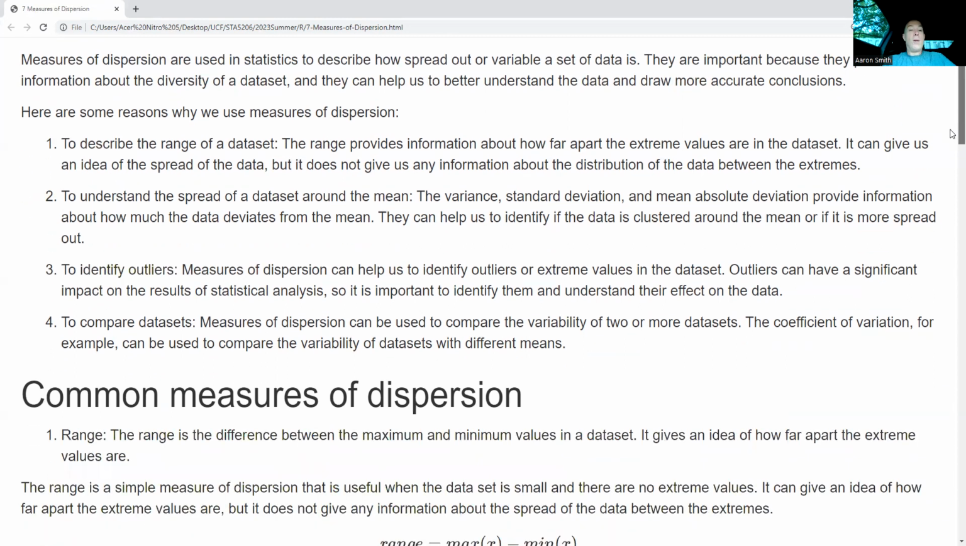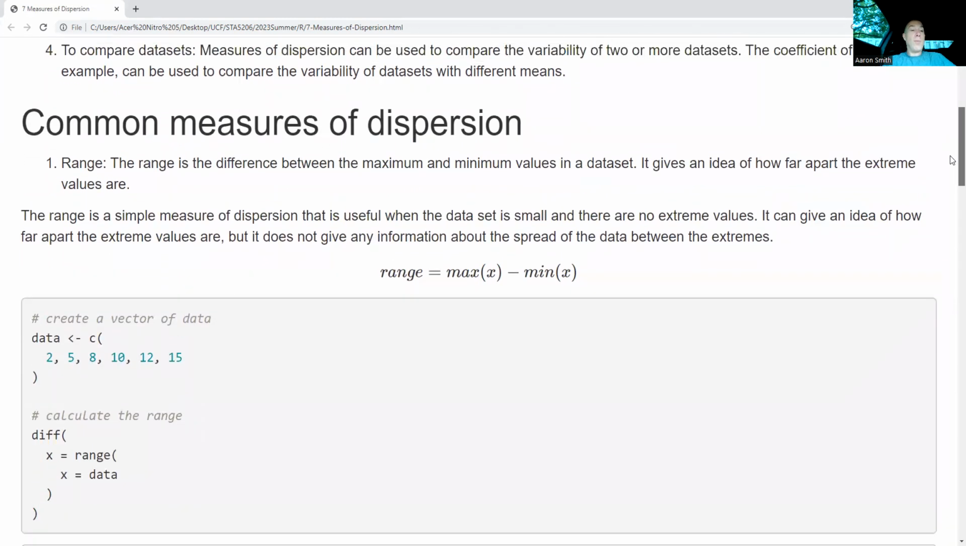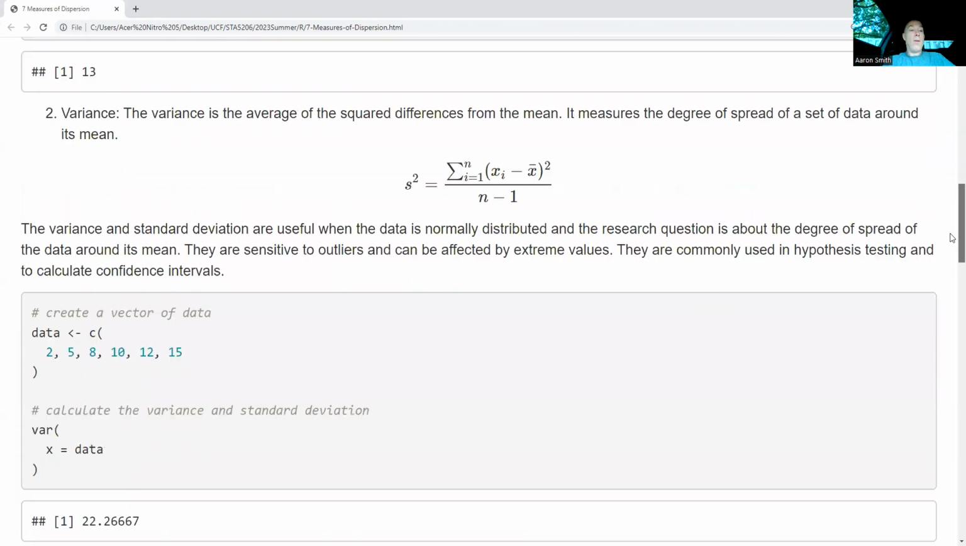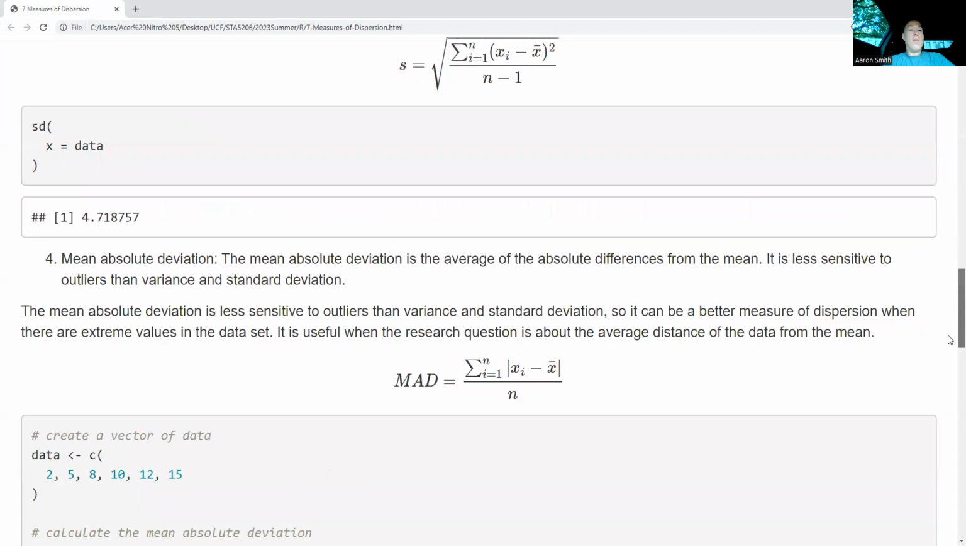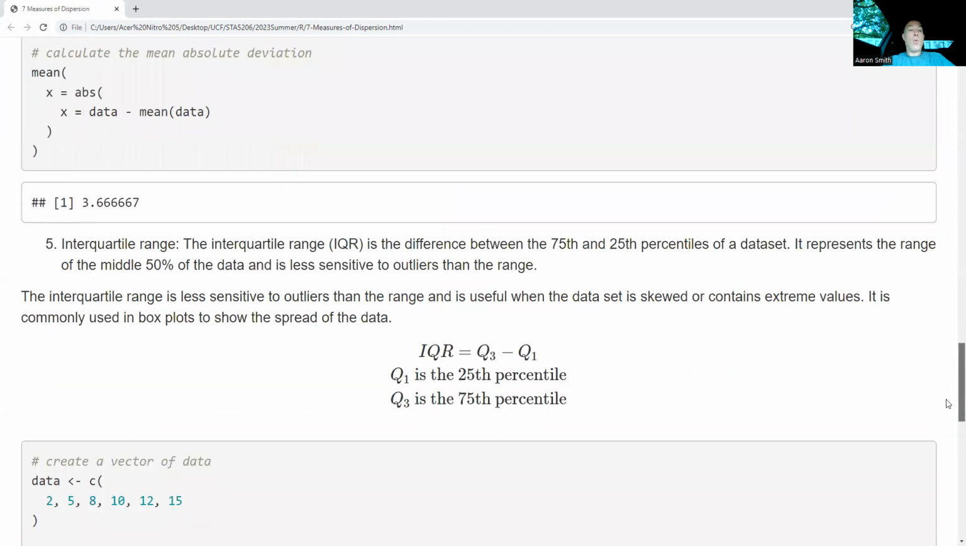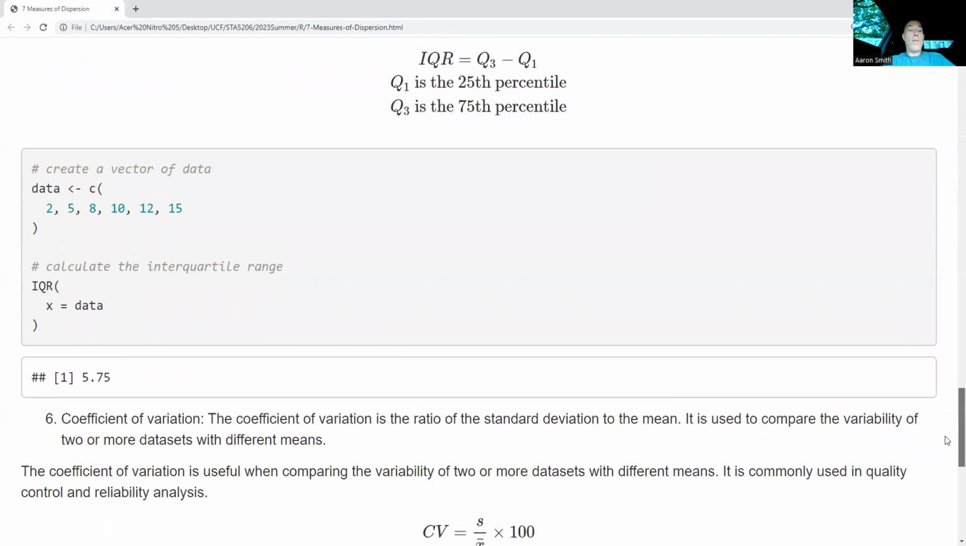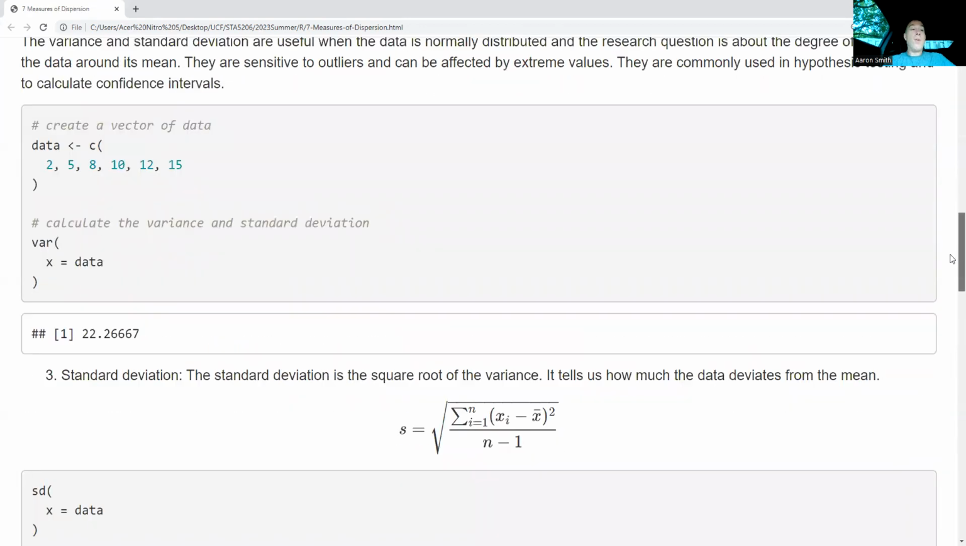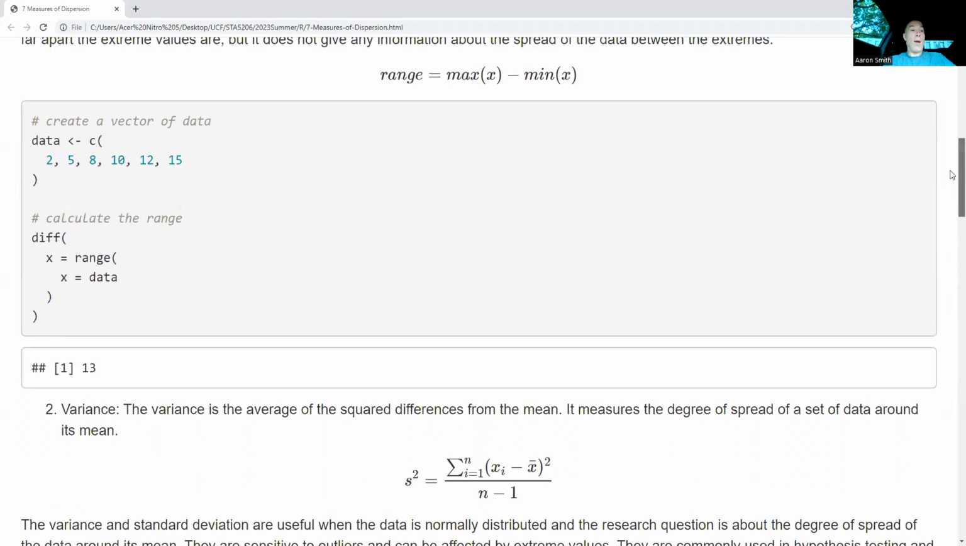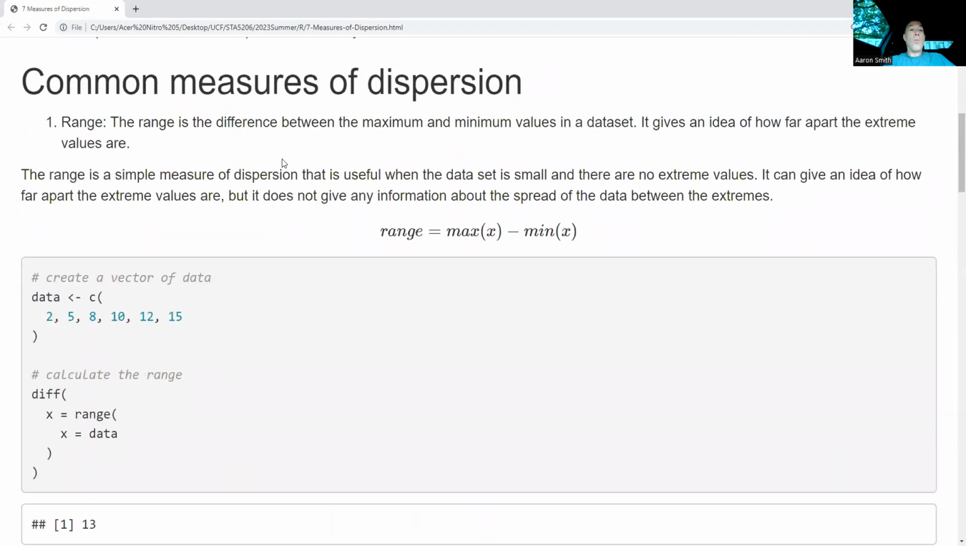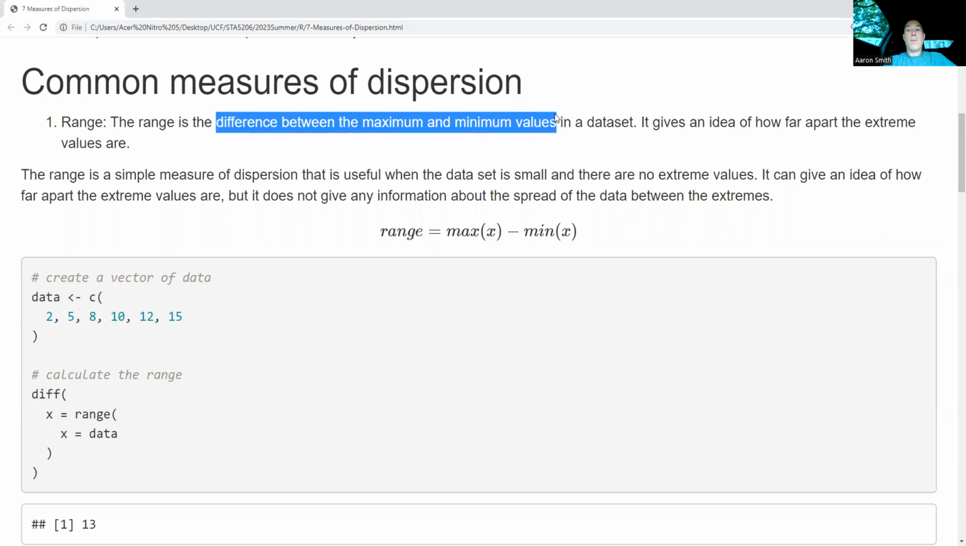Our common measures of dispersion, I'm going to scroll through and just list them first: range, variance, standard deviation, mean absolute deviation, interquartile range, and coefficient of variation. Now, there are others, but these are the major ones that we interact with. The range is the difference between the maximum and the minimum values in the data set. It gives an idea of how far apart the extreme values are.